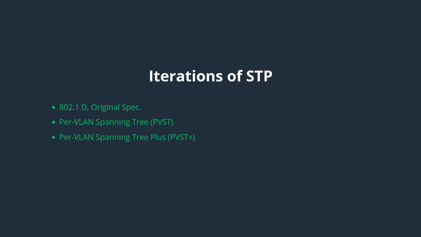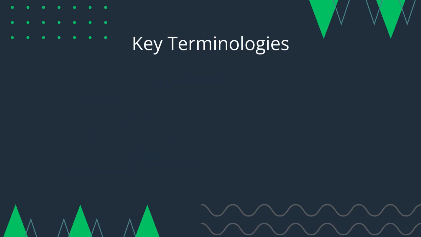PVST Plus improved on this, followed by RSTP, Rapid Spanning Tree Protocol, which dramatically reduced convergence times from 30 to 50 seconds down to just a few seconds. Finally, we have MST, Multiple Spanning Tree, which groups multiple VLANs into instances for better scalability. For this video, we'll focus on the fundamental concepts that apply across all these versions. Before we go further, let's nail down some essential terminology.